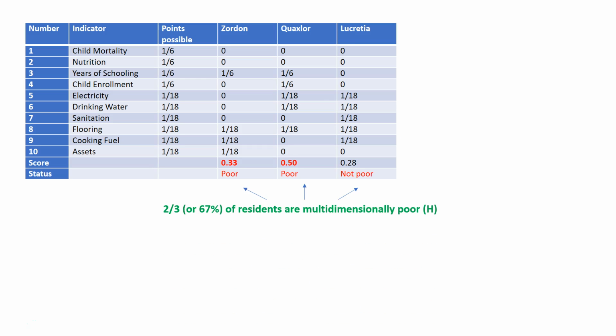2 out of 3 is 0.67, 67%. Okay, that's our H factor. A is this. So amongst those who are poor, Zordon and Quaxlore, their mean score, if I averaged out 0.33 and 0.5, their mean score is 0.42. That's my intensity measurement, my A.